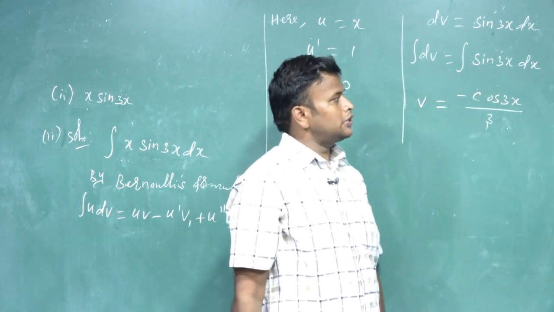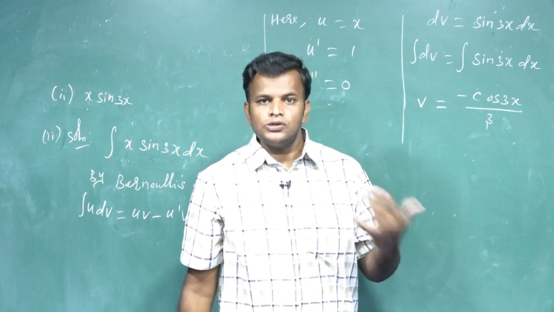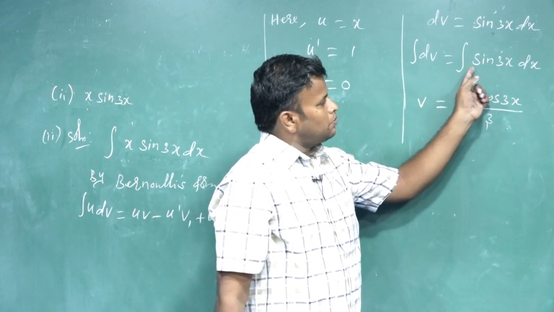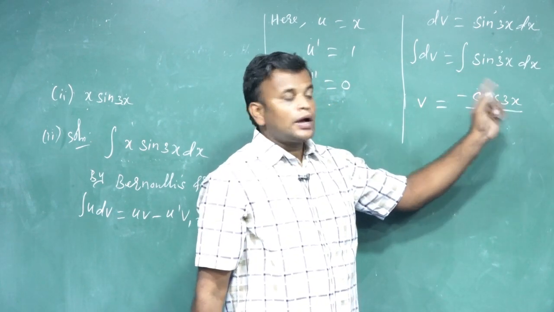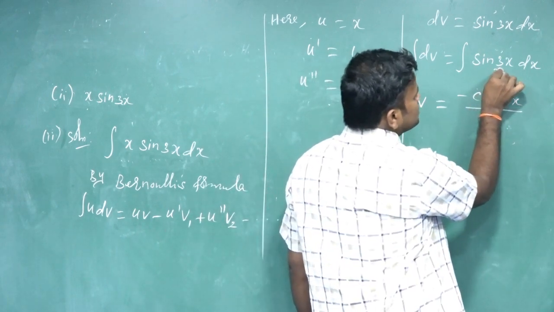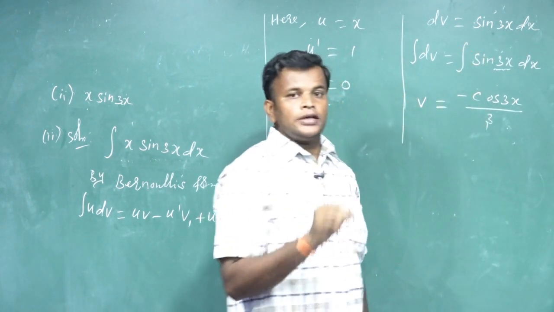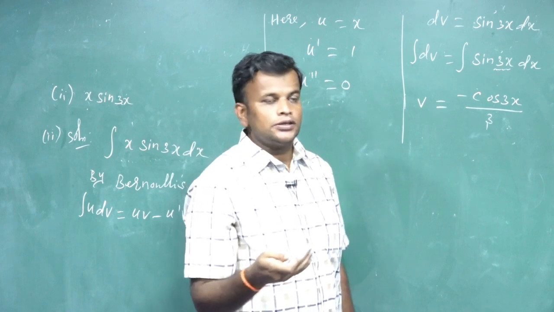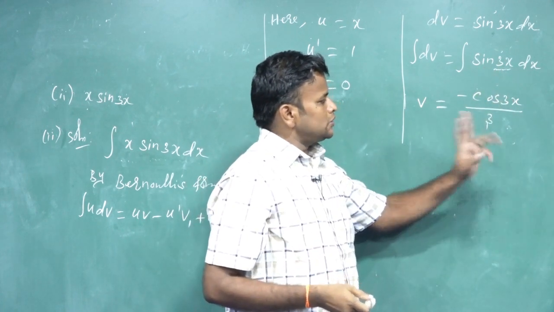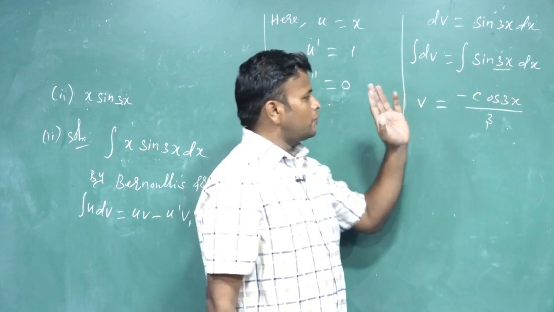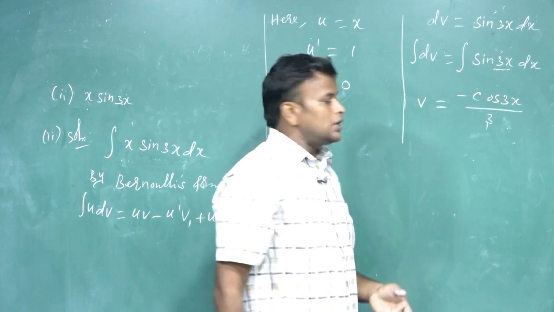How will the denominator 3 come? It is a composite function. First using the basic formula of sine. Again, we are differentiating this 3x with respect to x. We put the answer in the denominator. So 3x with respect to x is 3. So this is the value of v. Next, we need v1.